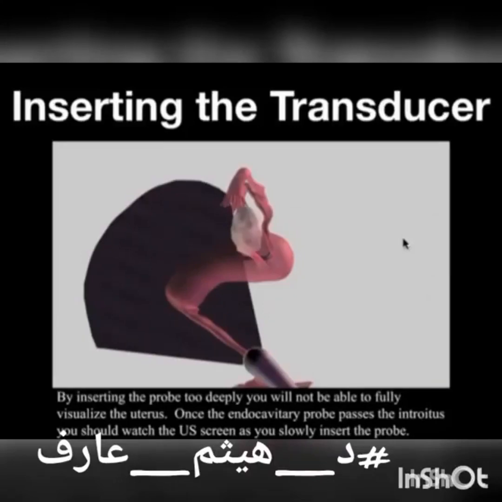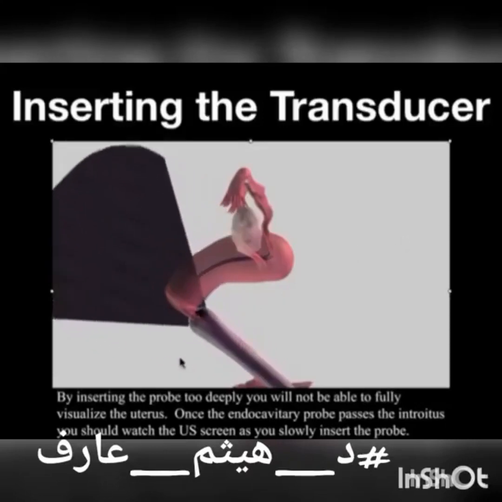If you insert the probe too deeply here, you're not going to be able to fully visualize the uterus, particularly one that's anteverted or one that is retroverted. So once the endocavitary probe passes the introitus, watch the ultrasound screen as you slowly insert the transducer. Based on your pelvic exam and or transabdominal exam, you should have an idea as to whether or not the uterus is tilted from one side or the other, and this may also be helpful information. But here you can see that if you insert the transducer in too far, you're going to limit your visualization.